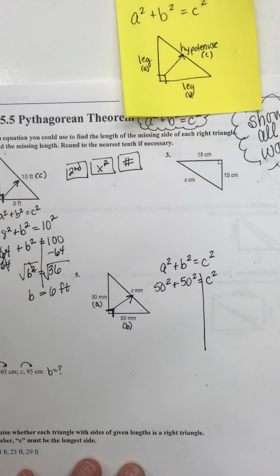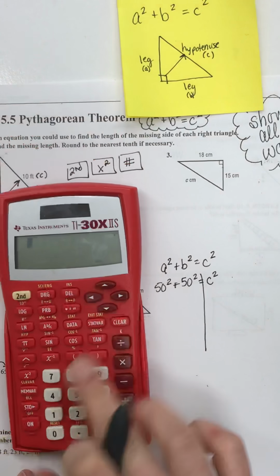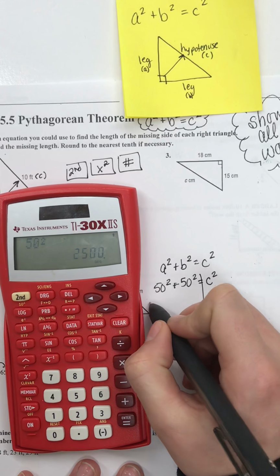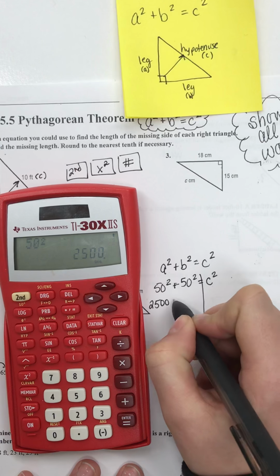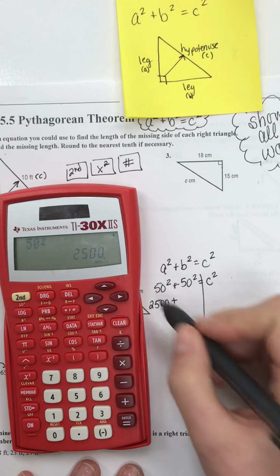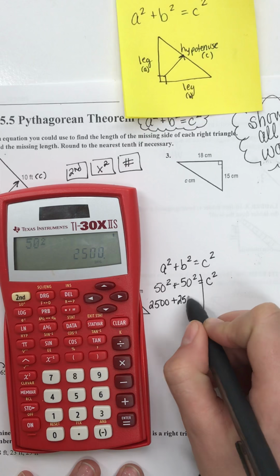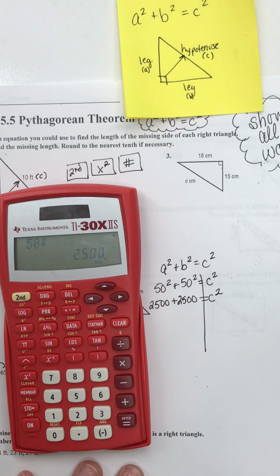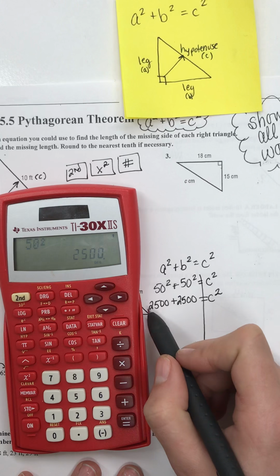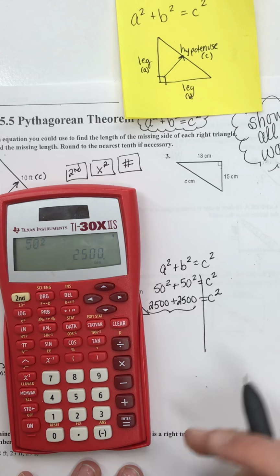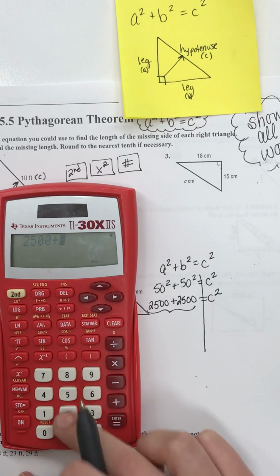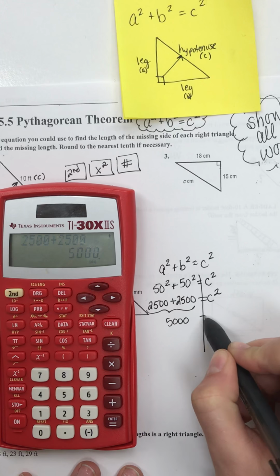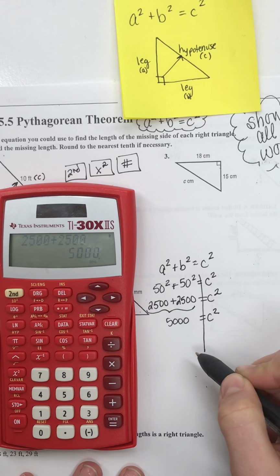Once you plug your numbers in, you want to simplify 50 to the second power, and we get 2,500. So 2,500 plus 50 squared, which we just did, is 2,500, equals c squared. Now treat this like any other equation. I need to combine like terms. So 2,500 plus 2,500 is equal to 5,000. So 5,000 equals c to the second power.